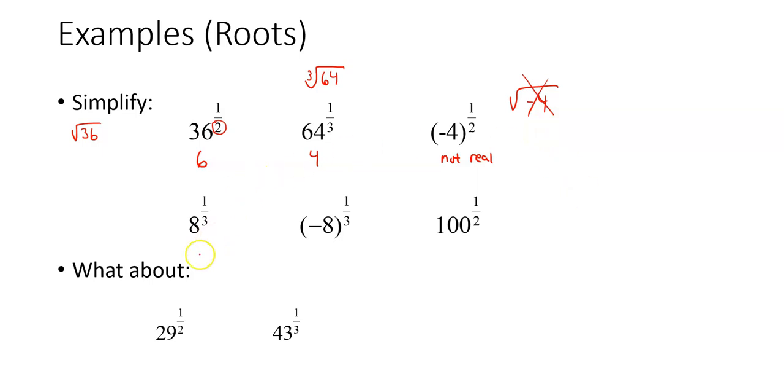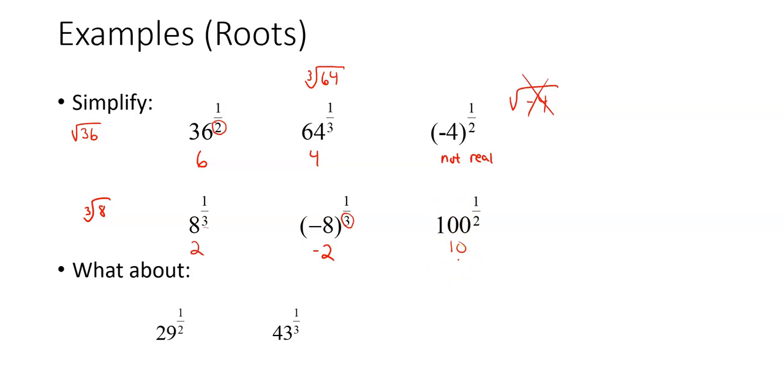All right, 8 to the 1/3. What number times itself 3 times will give me 8? It's 2. All right, that's the same thing as asking you for the cube root of 8. Over here, notice that there's a set of parentheses, negative on the outside, so I'm asking what number times itself 3 times will give you -8. The answer is -2, because -2 times -2 times -2 will give you -8. So you can take the third root of a negative number. You can't take the square root or the fourth root or anything like that. And then the last one, what number times itself twice gives you 100? It's got to be 10.